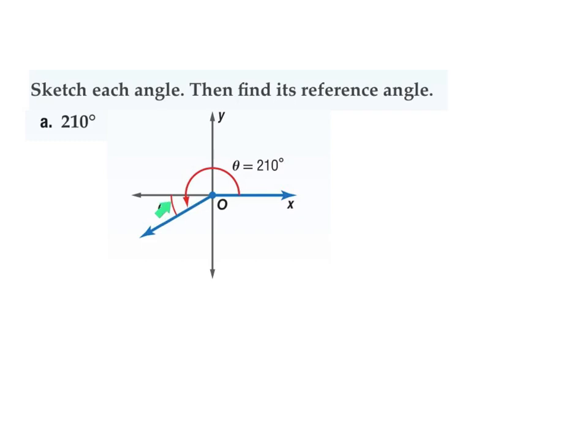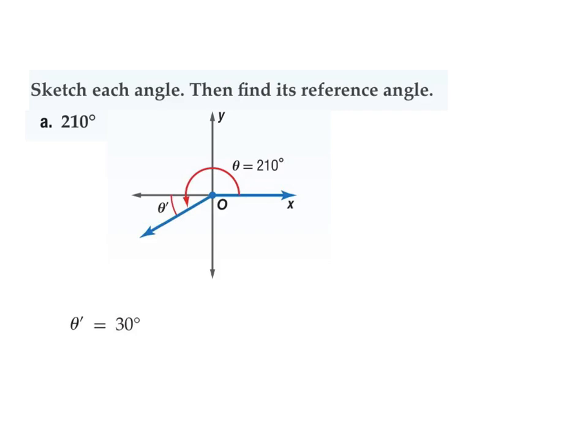Okay? We already figured out how much this angle is. How much is it? 30. Okay, because we came around to 180 and we had to go an extra 30 to get to 210. So the reference angle is 30 degrees. Now, here's why a reference angle is important.